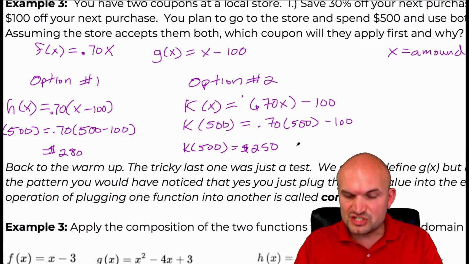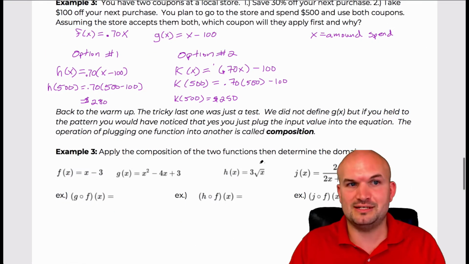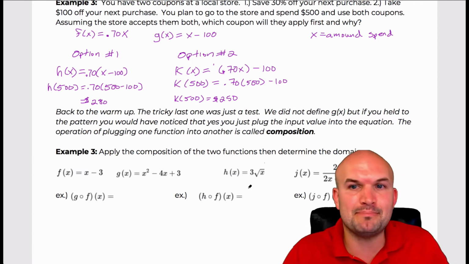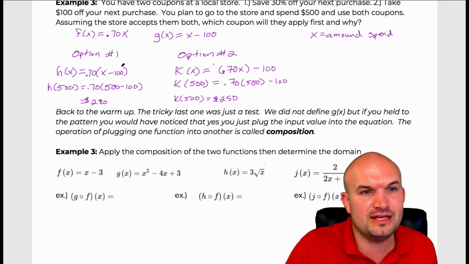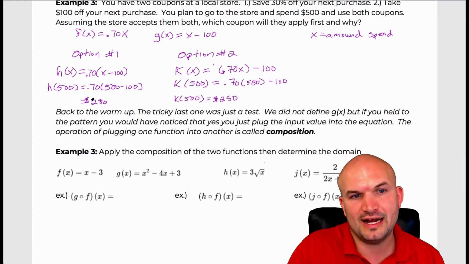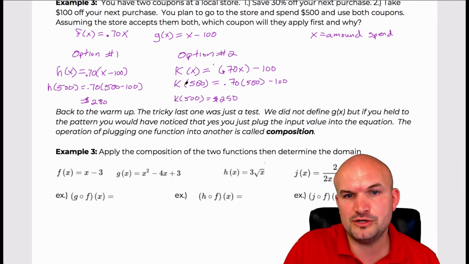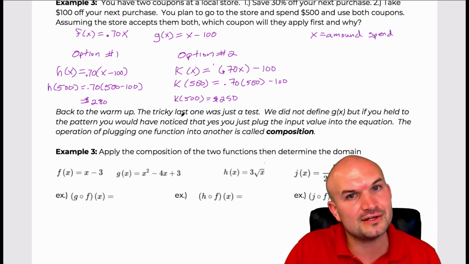So now that we've done the math, it goes into the question, and again, this is from the store's perspective, not our perspective. So assuming the store accepts both, which coupon will they apply first and why? Well, if you think about it, if we do option 1, you're going to have to spend $280 with the same 2 coupons. If it's option 2, you're only going to have to spend $250, right?